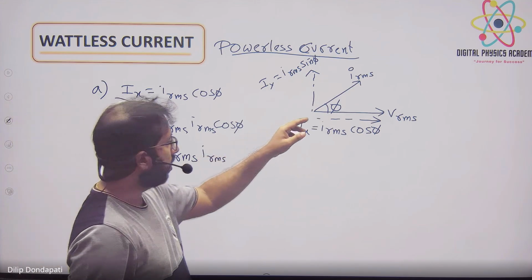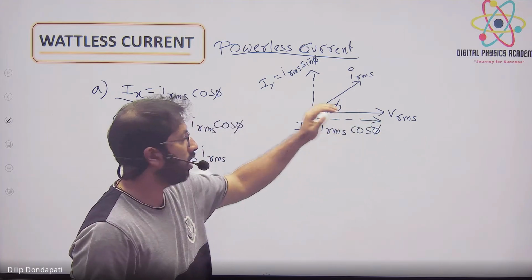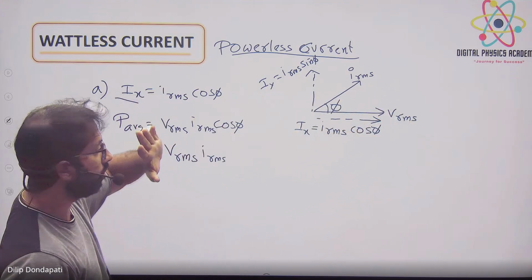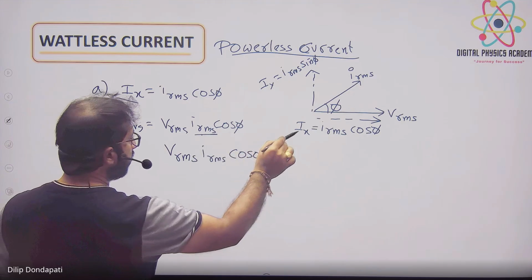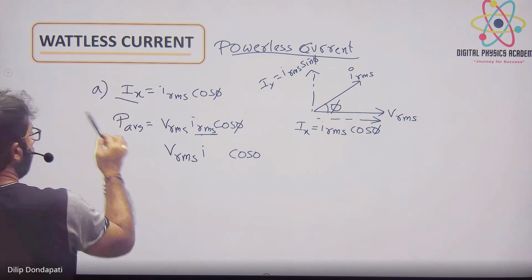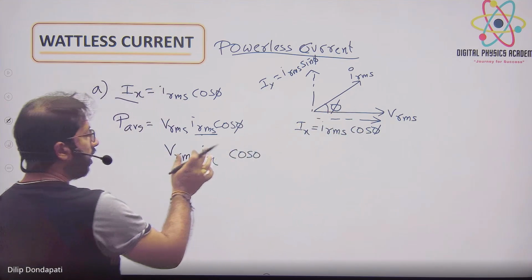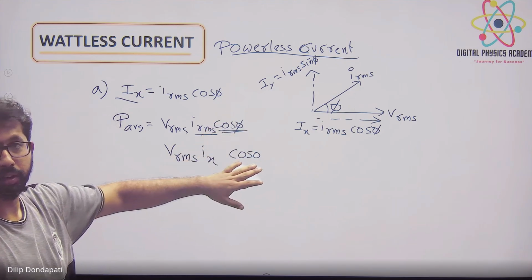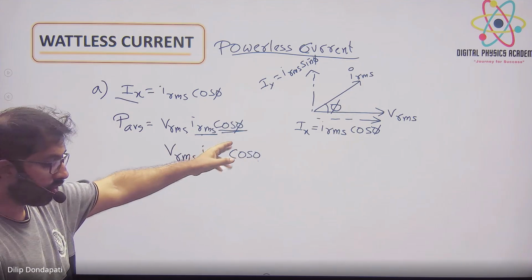Cos phi means, phi is the phase difference, right? This current is in this direction and voltage is also in this direction, VRMS. So both are in the same direction. Angle is how much? Phi is 0, so I am substituting cos 0. This IRMS is IX. Suppose you have only IX current. So VRMS, IRMS, cos phi. This is the power factor. Cos 0 is 1.